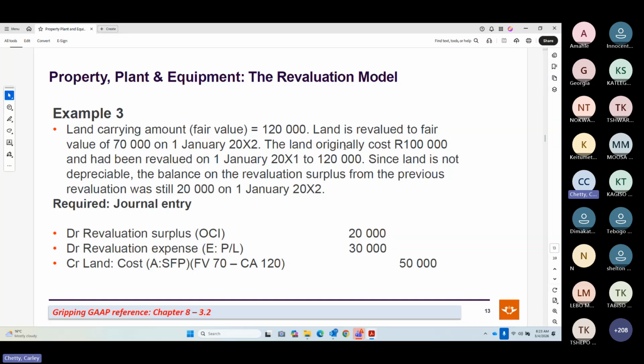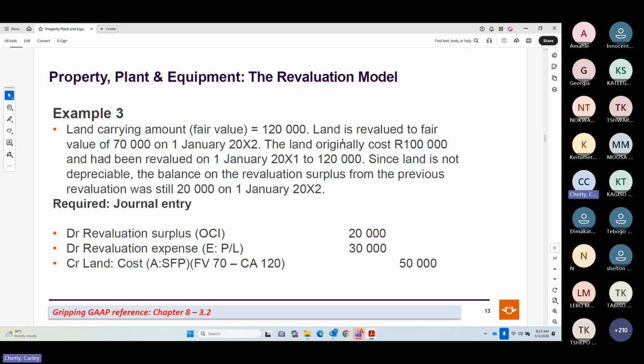So now when we come to 1 Jan 20x2, the land needs to be revalued again. The carrying amount is 120,000 and the land is revalued to a fair value of 70,000. So this results in a 50,000 decrease in the value of land. So we are going to credit land cost with 50,000. We are going from the carrying amount of 120,000 to the fair value of 70,000. So this is a 50,000 decrease in the cost of land.